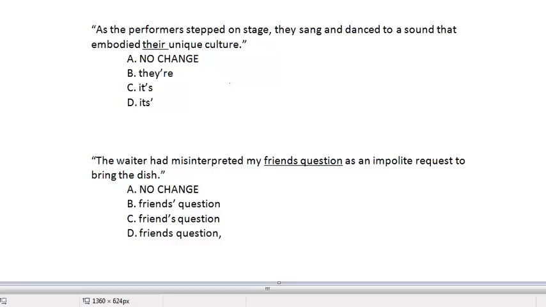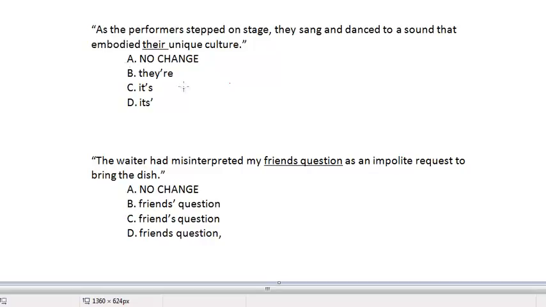Now that we've gone through the rules, let's take a look at a couple examples that look more similar to what you might see on the test and try to apply the rules that we learned into figuring out the answers for these questions. So in this question we have, as the performers stepped on stage, they sang and danced to a sound that embodied their unique culture.